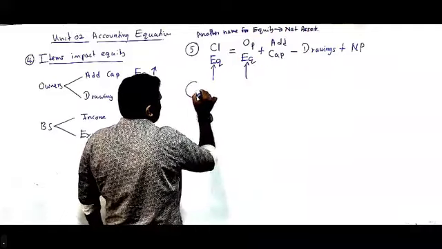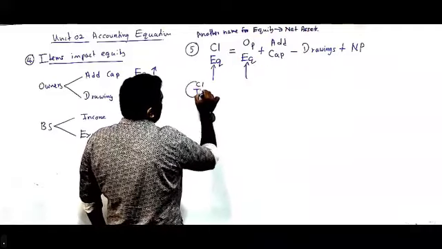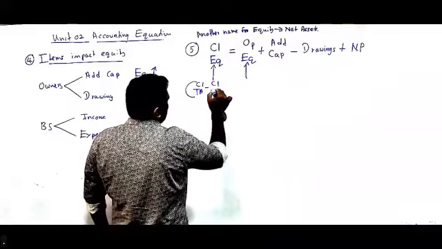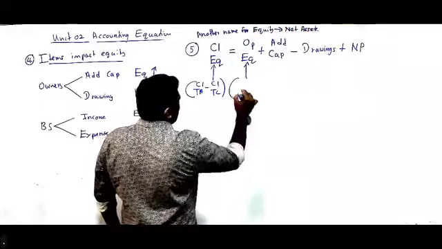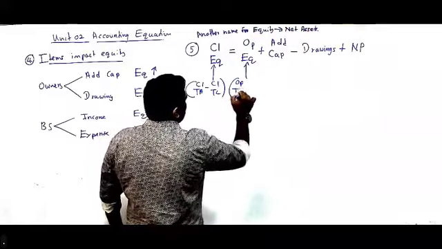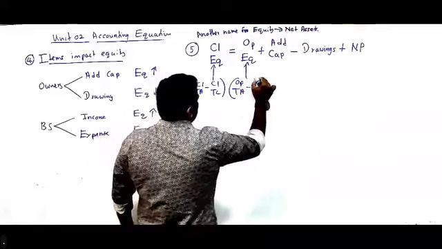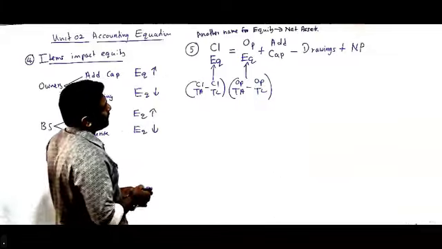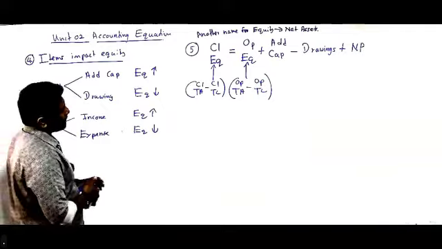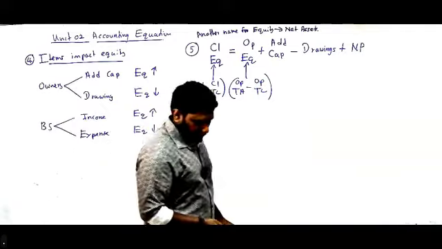What are those 2 ways? One is the closing total assets minus the closing total liability. That is one way. Opening equity that we can find: opening total assets minus the opening total liability. That is another way. Write down that.